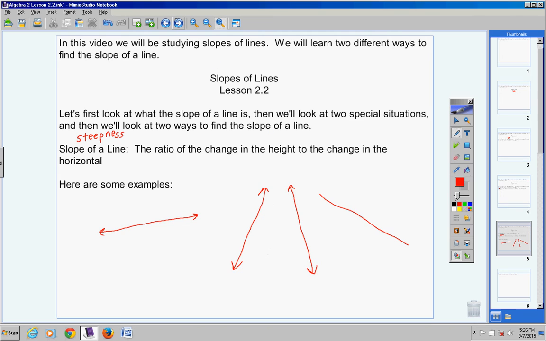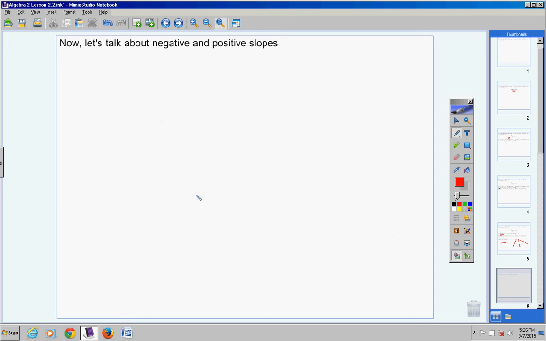Okay, moving on. Now, let's talk about negative and positive slope. Take notes on this right now, please. It's very, very important. I'm going to draw a line going like this. Please copy that in your notes. And I'm going to draw a line like this. Please copy that in your notes. Now, always read a line going from left to right. Alright? Left to right.